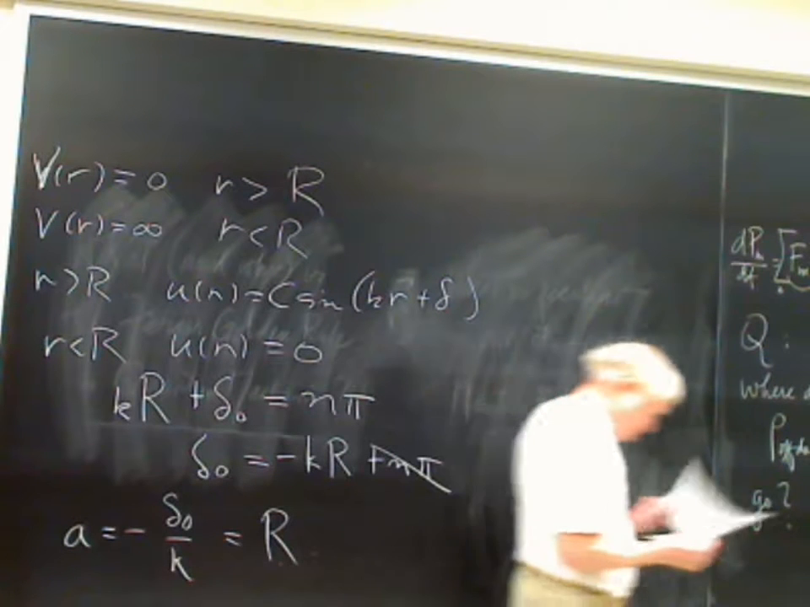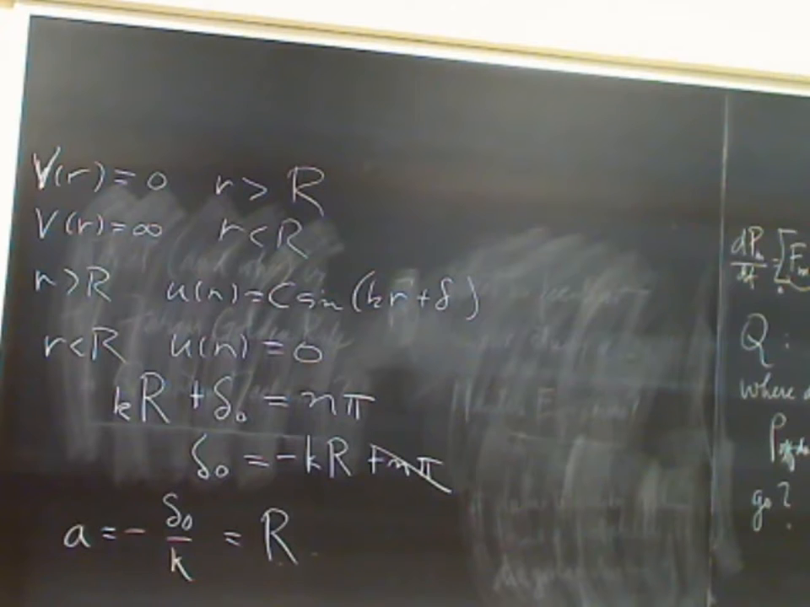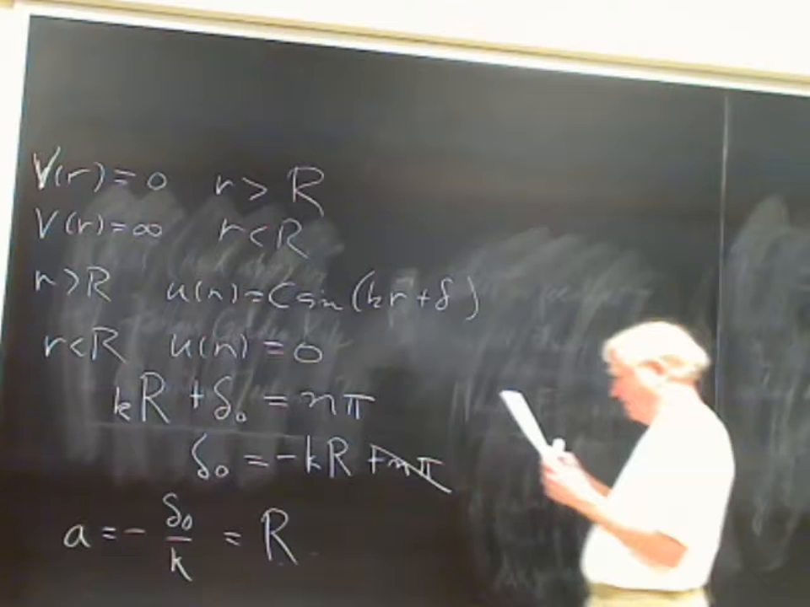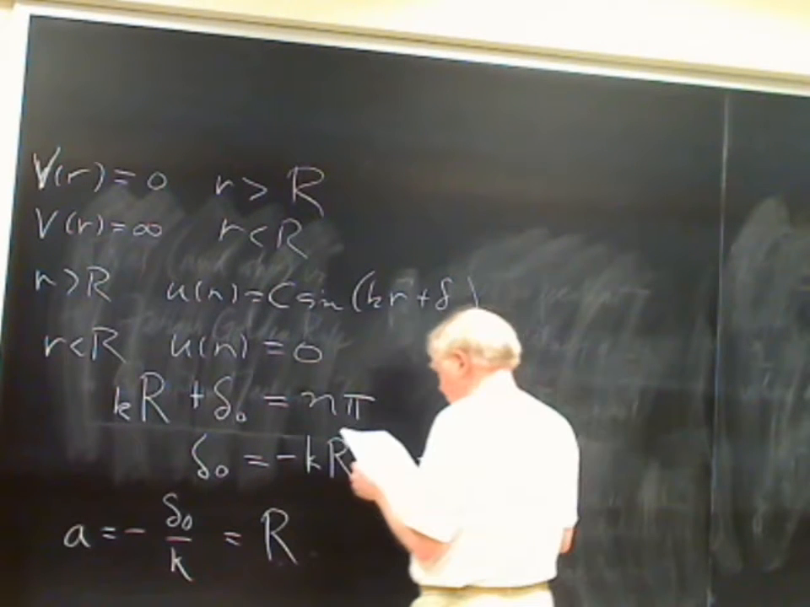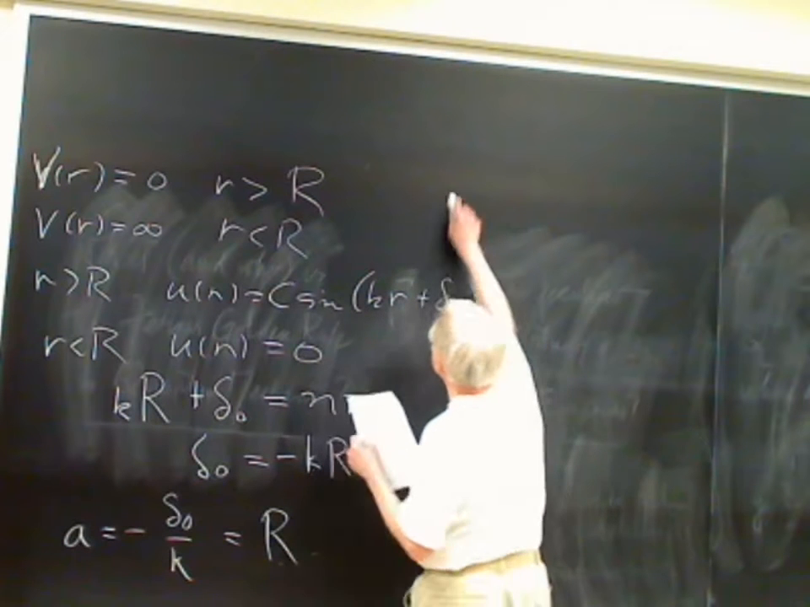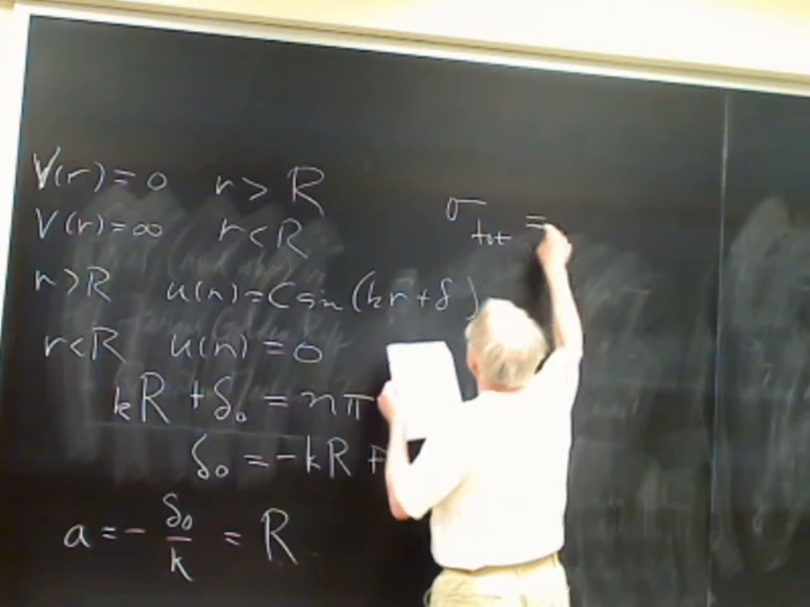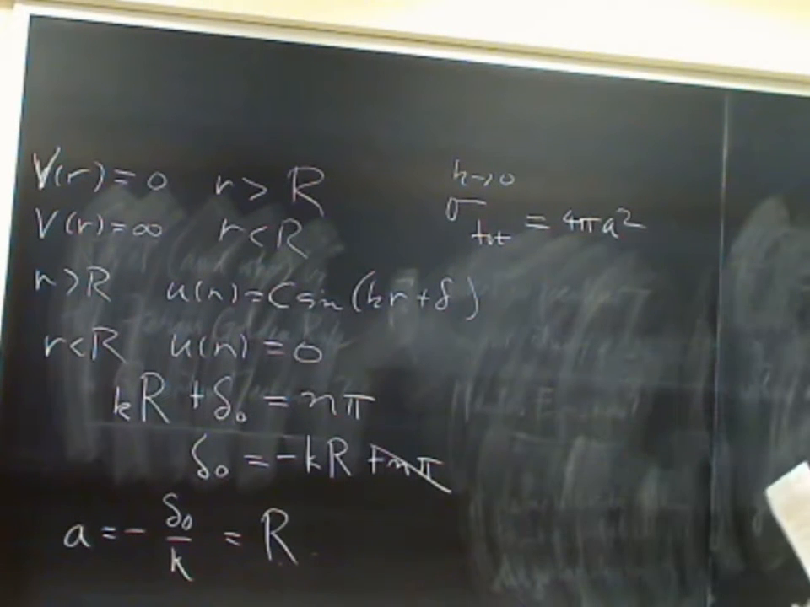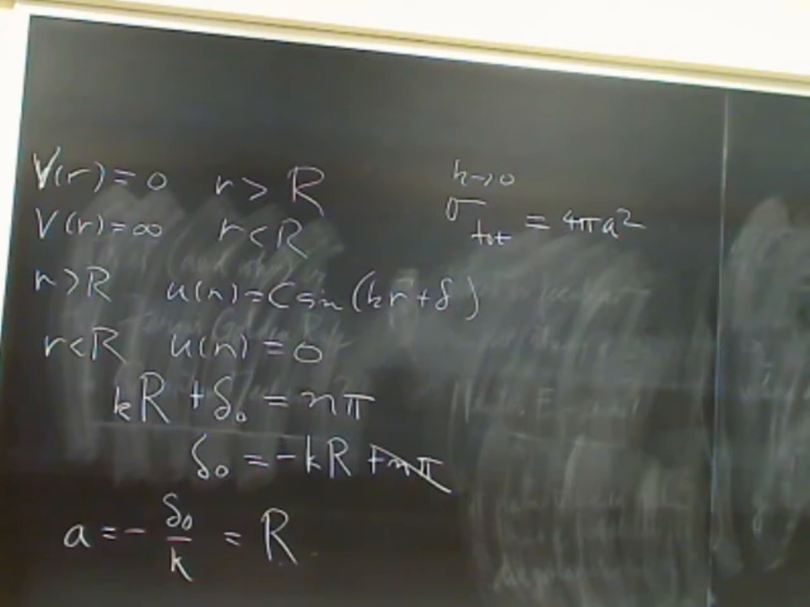All right, I guess that's just about that. A few more things maybe I can say here. So the low energy cross section here is certainly going to be isotropic. It's basically an S wave, and so sigma total at low energies is 4 pi a squared. That turns out to be the actual cross section if you go through the rest of the calculation.